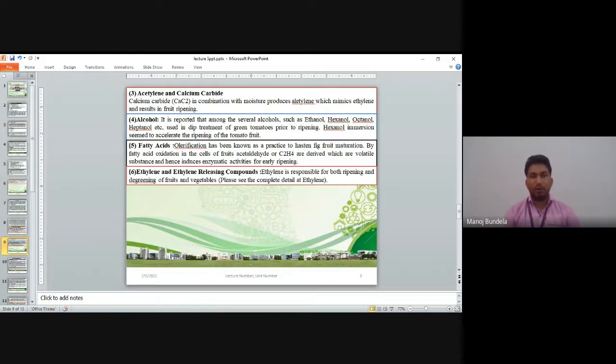Fatty acid esterification has been known as a practice to hasten fig fruit maturation. By fatty acid oxidation in the cells of fruits, acetylide and C2H4 are derived, which are volatile substances and hence induce the enzymatic activity for early ripening. Ethylene and ethylene-bridging compounds. Ethylene is responsible for both ripening and degreening of fruits and vegetables.